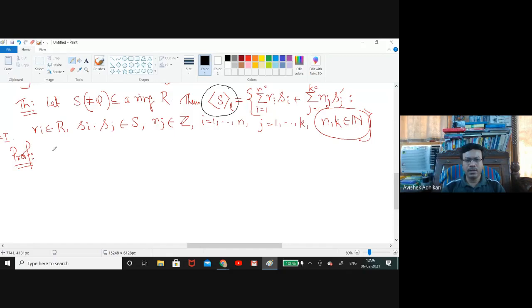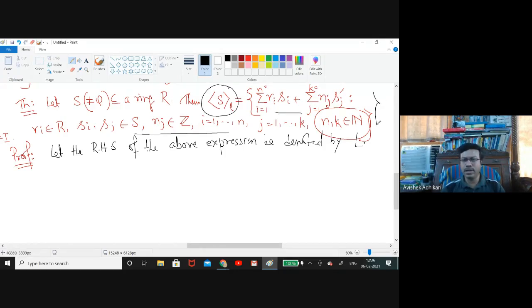Let the right hand side of the above expression be denoted by, say, L. That means this one. I write it like L. So this is my L. So to show this equal to L. Okay.